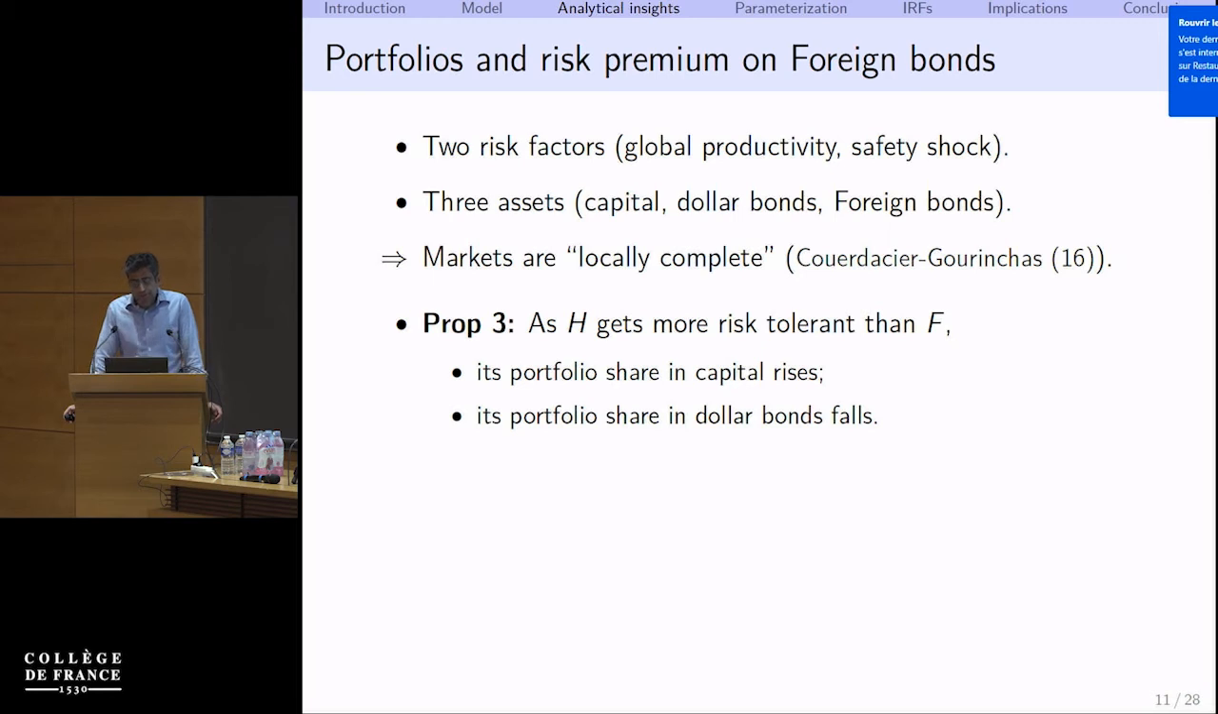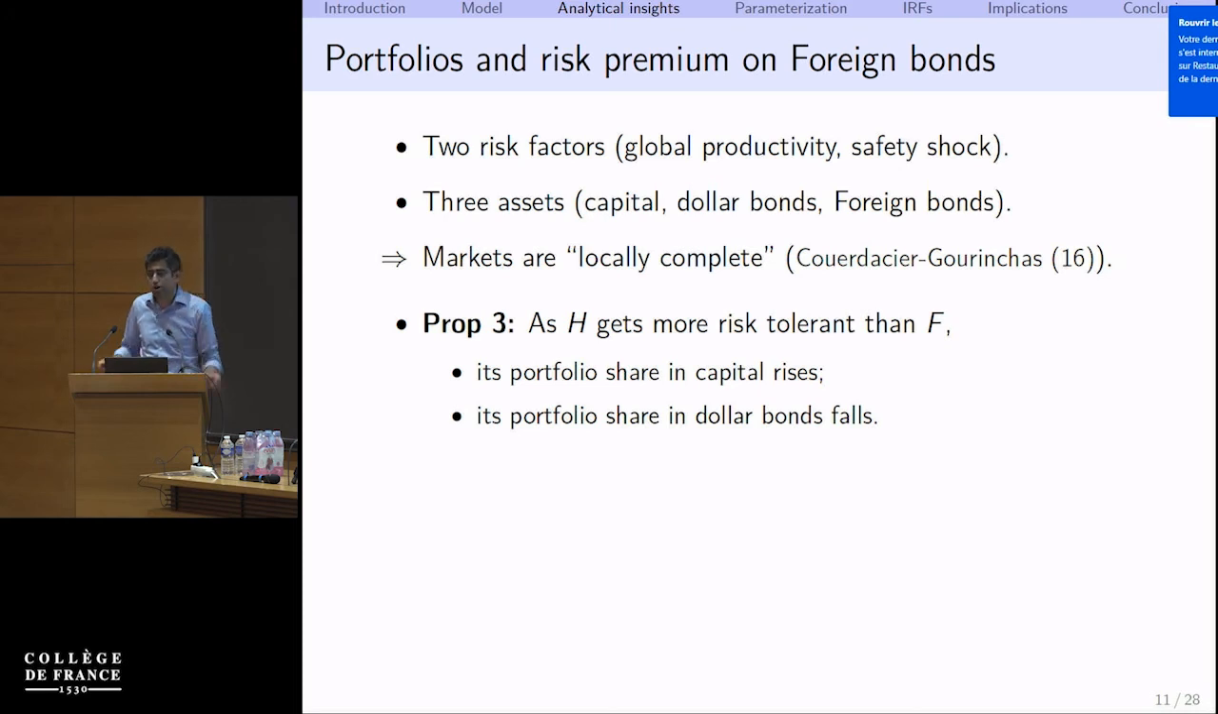The next proposition points out that as home gets more risk tolerant than foreign in this world, two interesting things happen. The first is kind of straightforward. Home's portfolio share in capital is going to go up. Naturally, capital is subject to TFP shocks. It's risky. If home is more risk tolerant than foreign, it is better able to bear that risk. It's going to load on capital. Okay? It looks like the US having a long position in equities.